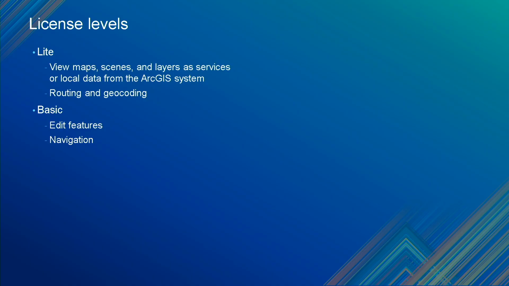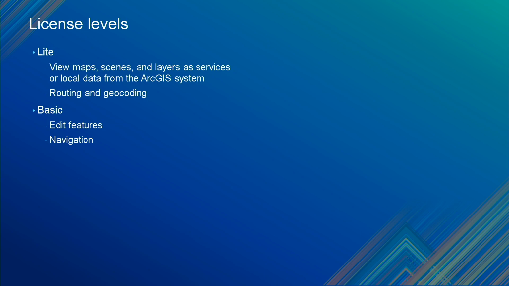Now, I have to admit there are some exceptions. In general, we see the Basic license level as if you're editing data or if you're using our navigation API, you license it Basic. There are some exceptions. For example, if you're working with data that you're editing that's from a feature layer hosted through location platform, that's available at Light.